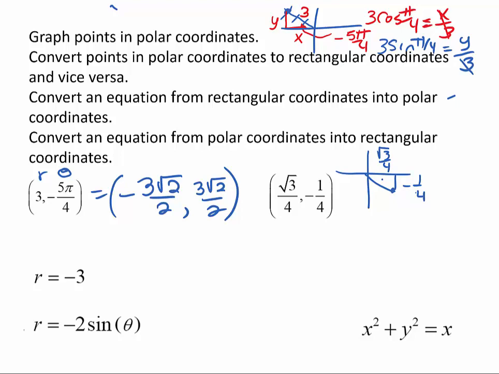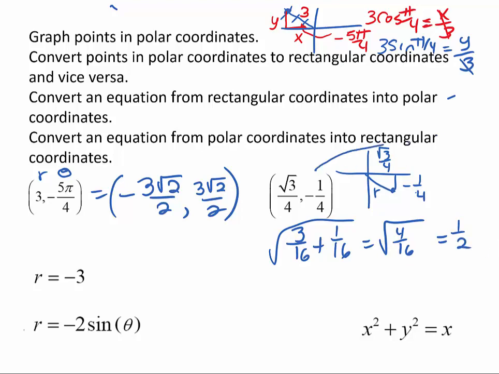So if I want to figure out what the polar coordinates are, I need r, which is simply the hypotenuse. So I could take the square root of square root 3 over 4 squared, which is 3/16, plus negative 1/4 squared, which is 1/16, and then I would need the square root of that. So that's the square root of 4/16, which is 1/4, square rooted is 1/2. So when I'm converting this to polar, I'll put the answer over here, my r is 1/2.